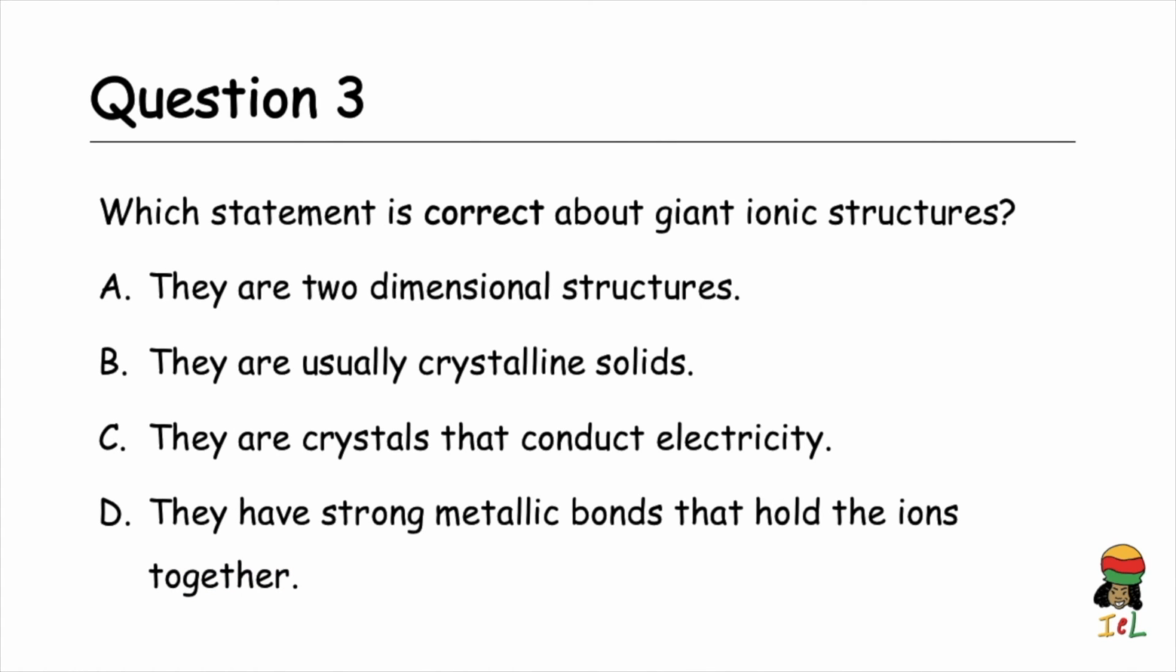Question 3. Which statement is correct about giant ionic structures? A. They are two-dimensional structures. B. They are usually crystalline solids. C. They're crystals that conduct electricity. D. They have strong metallic bonds that hold the ions together.